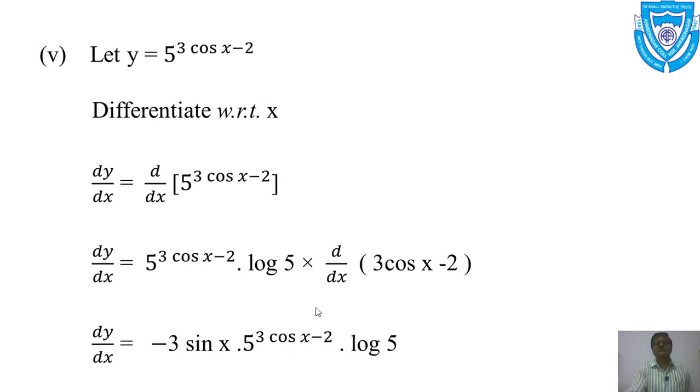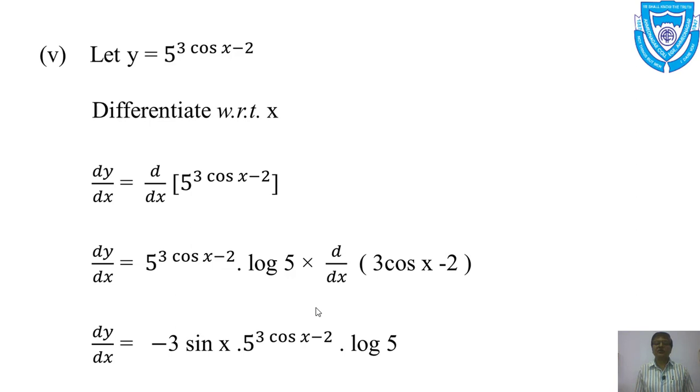Next example is y is equal to 5 raised to 3 cos x minus 2. So this looks like 5 raised to u. Derivative of 5 raised to u is 5 raised to u into log 5. So if we differentiate both sides with respect to x, we get 5 raised to 3 cos x minus 2 into log 5 into derivative of 3 cos x minus 2.